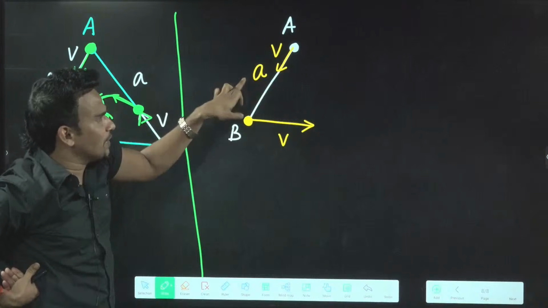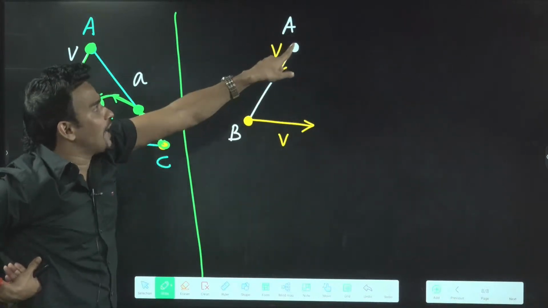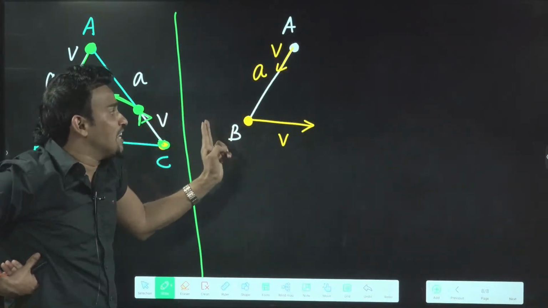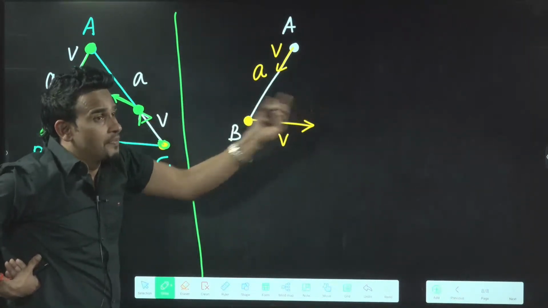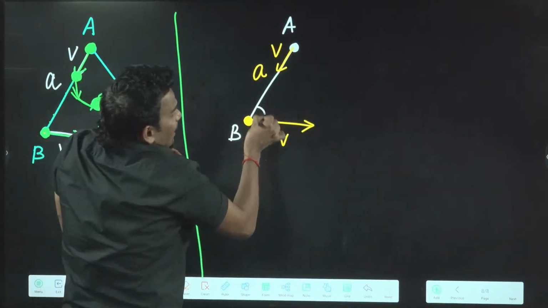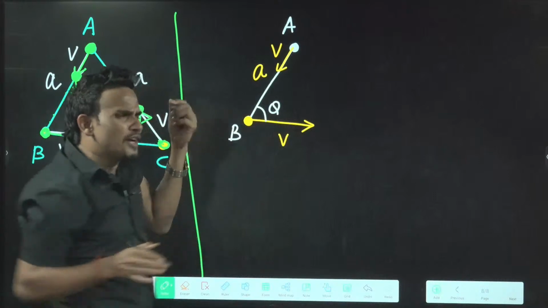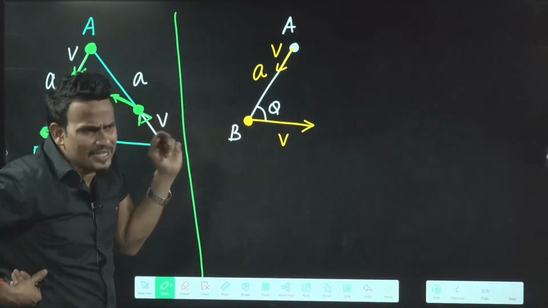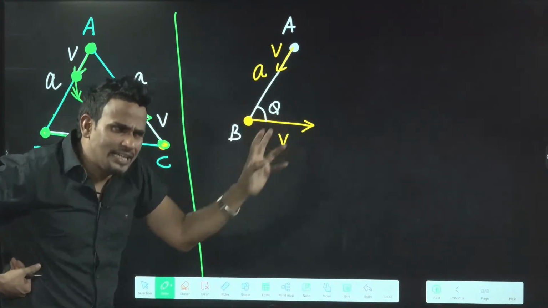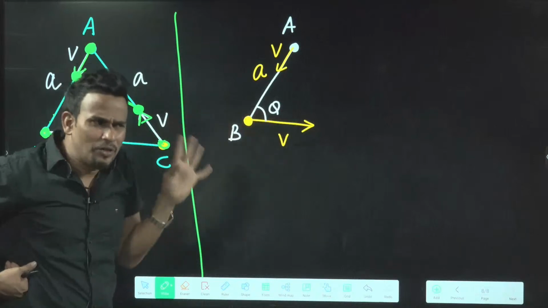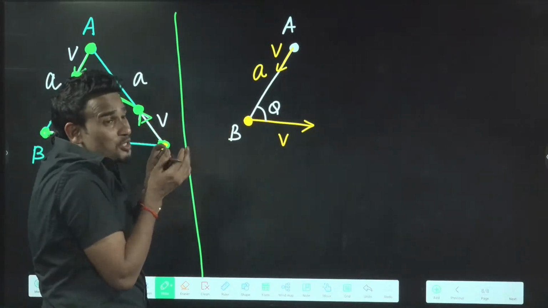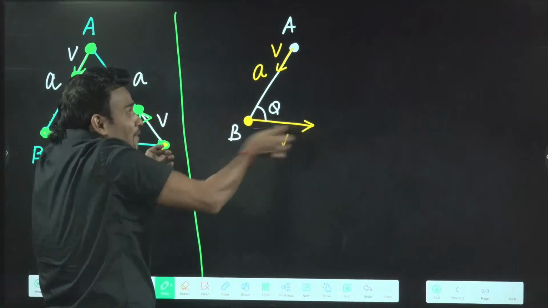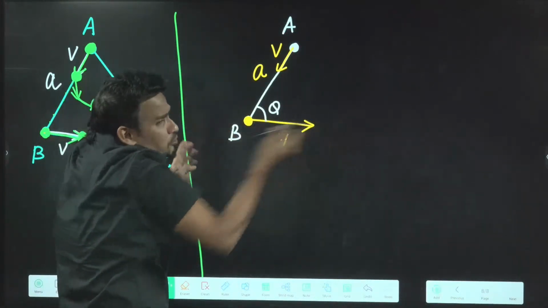So, the separation between them is a. The velocity of A is towards B. The velocity of B is not towards A; it is towards C. And let's assume some angle theta is there. Of course, for an equilateral triangle we take theta as 60 degrees, for a square 90 degrees, for a hexagon 120 degrees, depending on the situation. Someone says, sir, A's velocity is towards B, but B's velocity is not towards A. B's velocity is towards C.